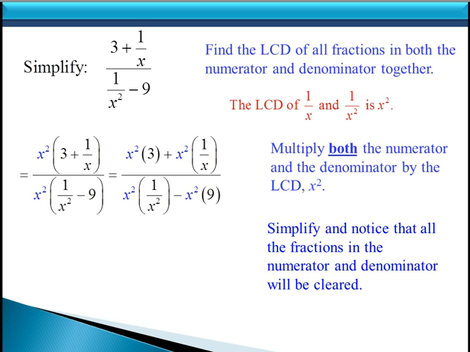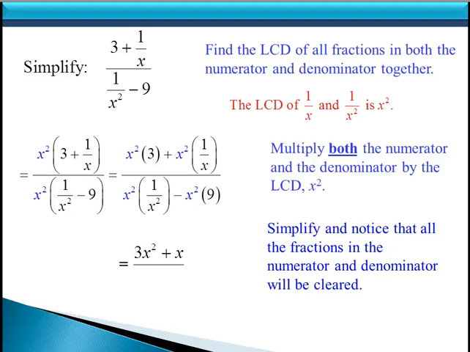Now when we simplify this, we should see all the fractions in the numerator and the denominator go away. So when we multiply x squared times 3, we get 3x squared. And then we multiply x squared times 1 over x. This gives you x squared over x, which reduces to just x. So that fraction, notice, was cleared. There's no longer any fraction in the numerator.